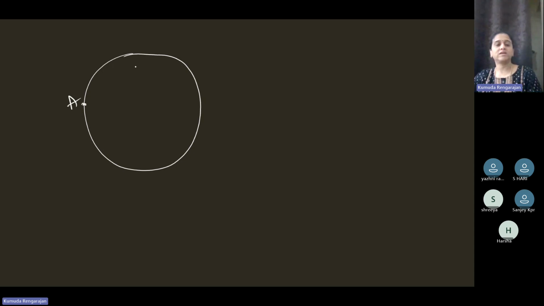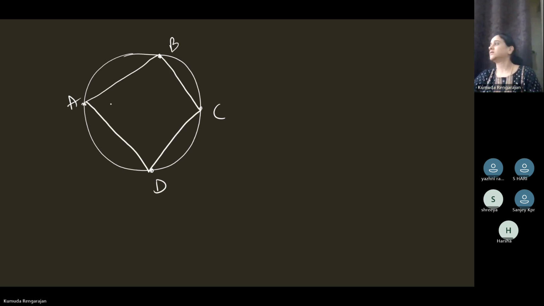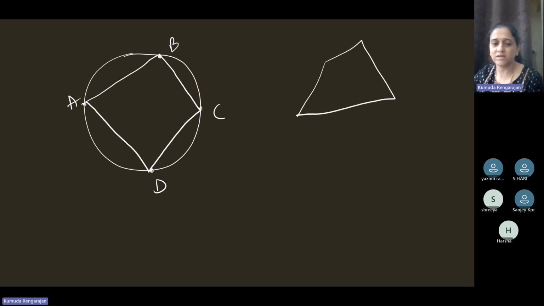Correct. So, say we take 4 points A, B, C, and D like this. When you join A, B, so now this one is a cyclic quadrilateral. Because in a cyclic quadrilateral, now, can I say that there is no circle here? Can this be a cyclic quadrilateral?